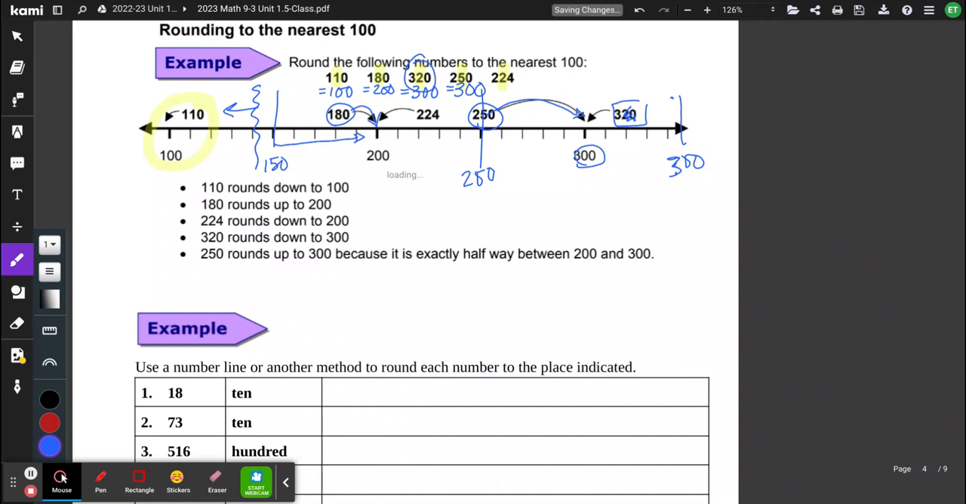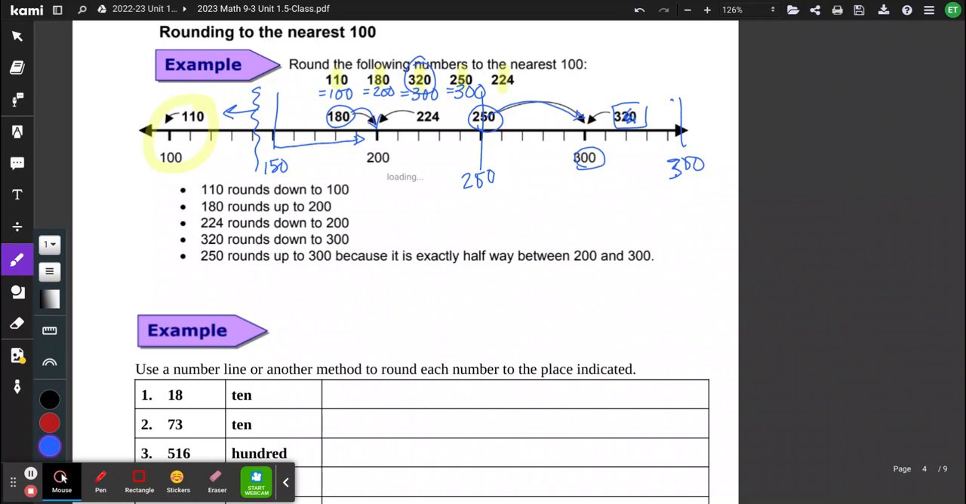$224. If you've got $224, is that going to round down to 200 or up to 300? 200. 200, because you don't have over half. You've got to have half or more to round it up. And 2 isn't half. So this guy's going to round down to 200.